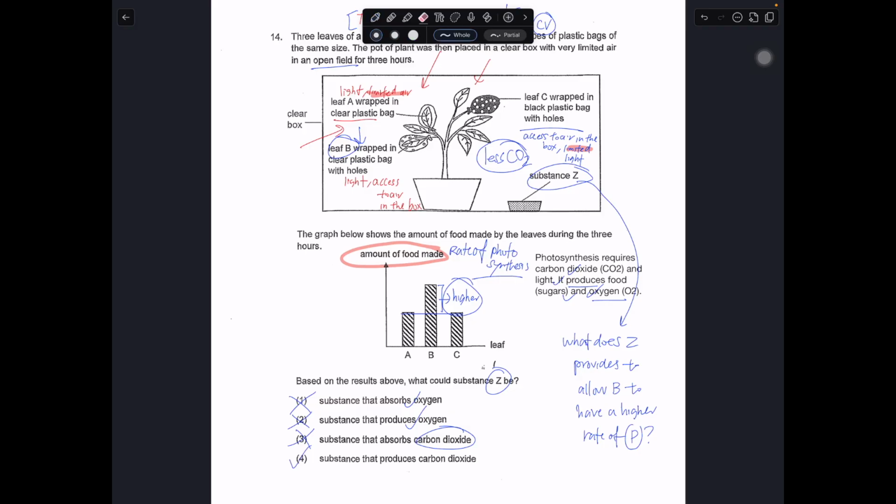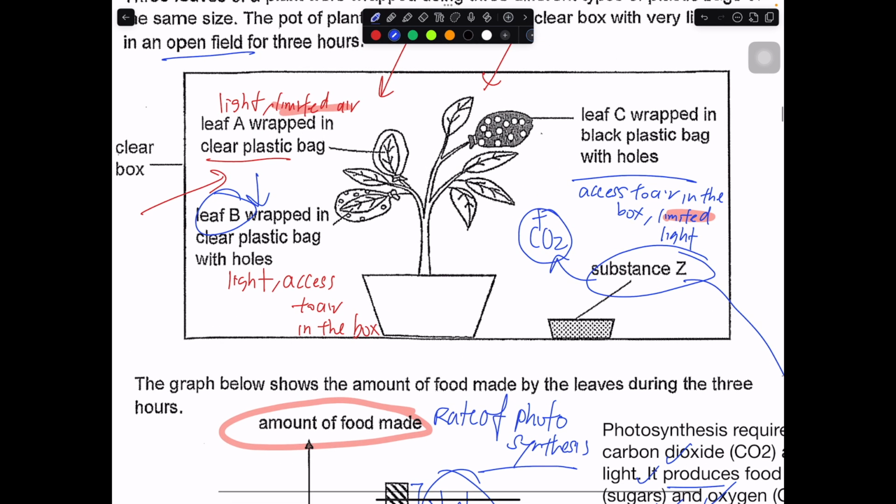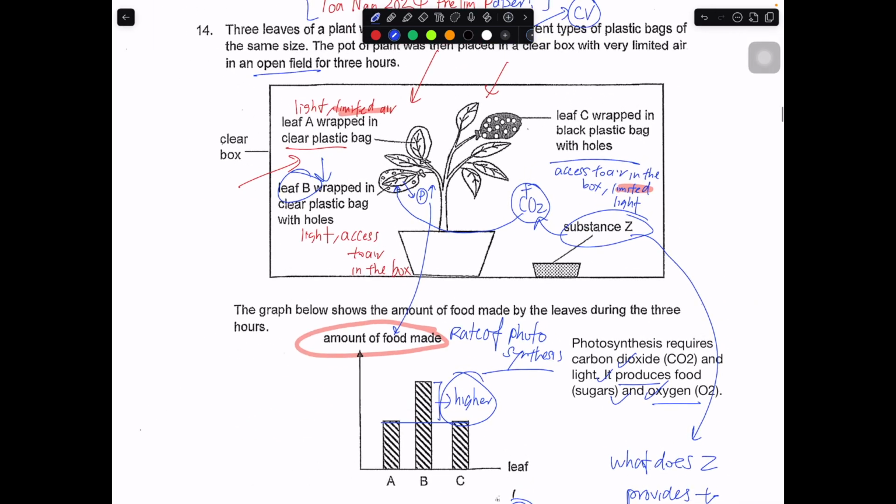It produces carbon dioxide. So what does it do? Basically Z is probably maybe a yeast, or it could be some other substance that produces carbon dioxide. In this case, when it produces carbon dioxide, the amount of carbon dioxide in the container was increasing over time. So more carbon dioxide was taken by leaf B, and then they allowed it to photosynthesize, make more food, and therefore it shows that more food is being made by leaf B as compared to A and C.